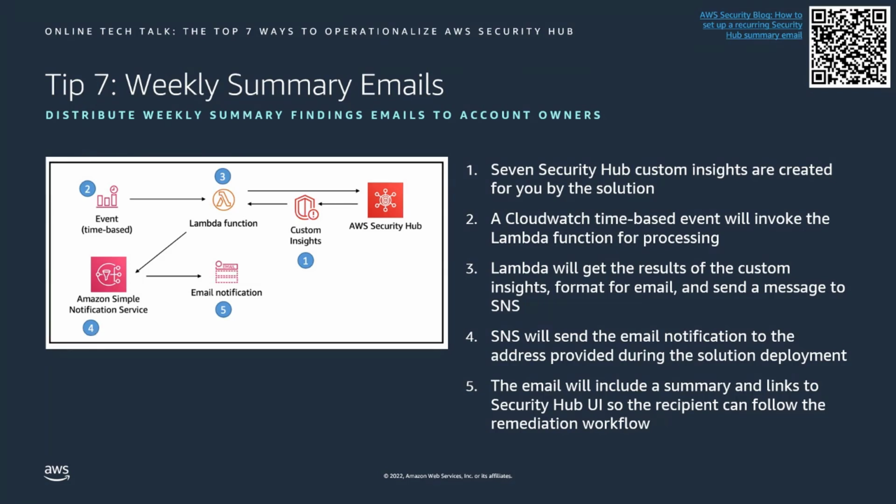So 7 new Security Hub Custom Insights will be created for you from the solution. So you get those out of the box. And then a CloudWatch time-based event will execute a Lambda function that will read the contents from those custom insights, and then formulate that text into an email, and then use the SNS service, the Simple Notification Service, to send that email to the recipient of the AWS account, and you'll be able to configure that when you deploy. Now let's break for a demo, and you can see an example summary email in action.